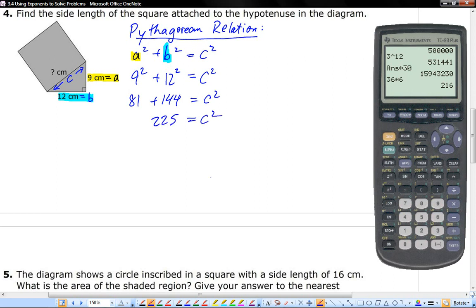Of course, I would like to know what c is. I need to know what the side length of that square is, and that's c. So to get c, I take the square root of 225, and that's 15 centimeters.